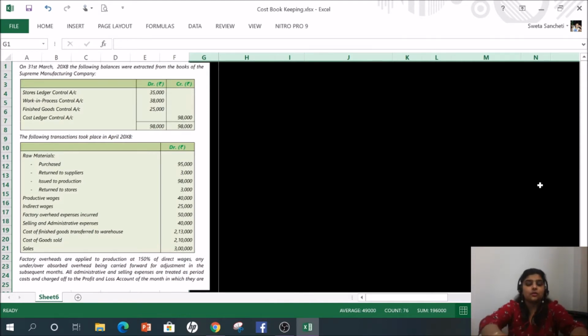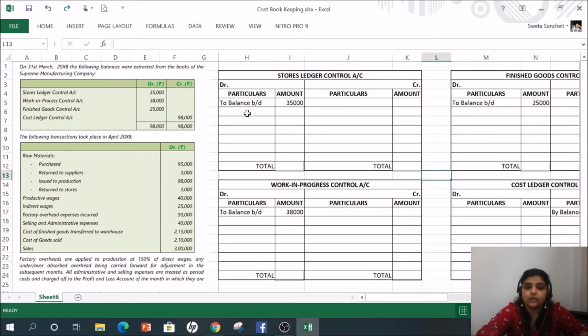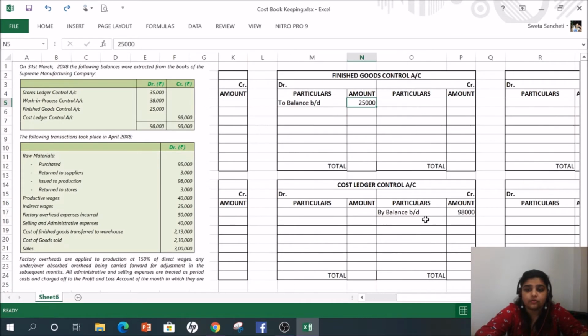Let us start. So I have already prepared the statement and I have recorded the opening balances for you. If you see stores ledger, so सबसे पहले हम कैसे शुरू करेंगे? We are going to prepare the 4 accounts for which they have already given us the opening balances. So to balance brought down 35,000, work in progress to balance 38, finished goods to balance 25 and my cost ledger control account by balance 98,000.